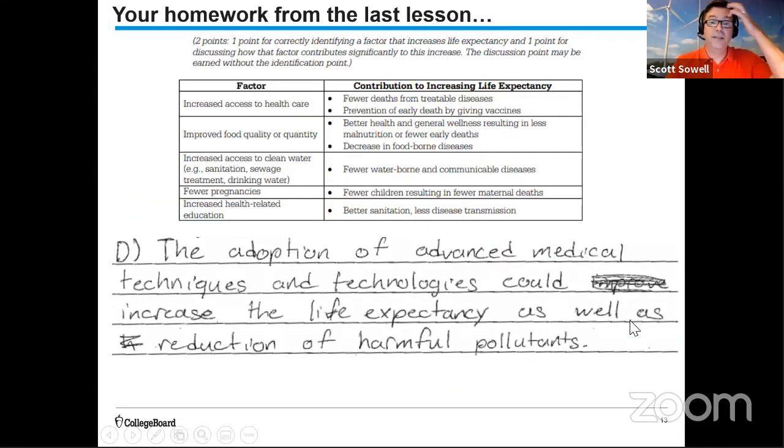So this person wrote, the adoption of advanced medical techniques and technologies could increase the life expectancy as well as reduction of harmful pollutants. So this is only getting 1 point for the advanced medical technologies, improvements in healthcare. The second clause here, as well as reduction of harmful pollutants, that's a whole different idea. That does not explain how that factor contributed to life expectancy.